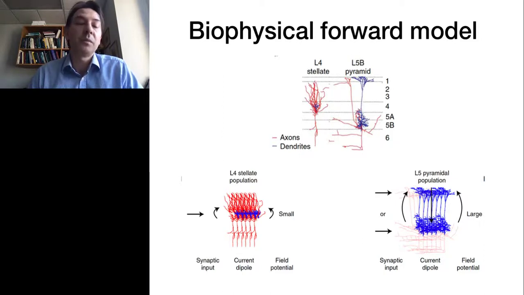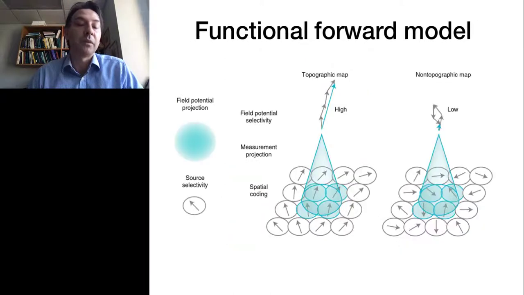Now, the biophysical forward model isn't the most important forward model to our work. What we also care about is how computations are being performed. And so to understand that, we have to consider what we call a functional forward model. So the functional forward model considers the actual selectivity of neural activity in the brain and how that gives rise to selectivity in our measurements.